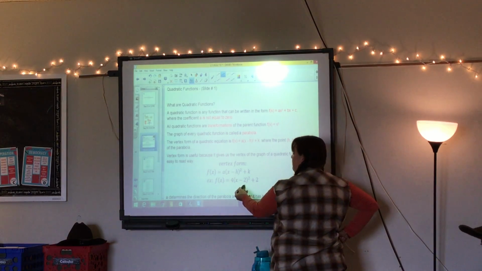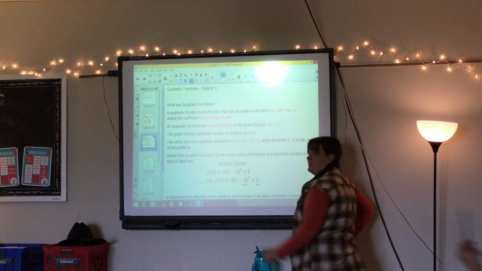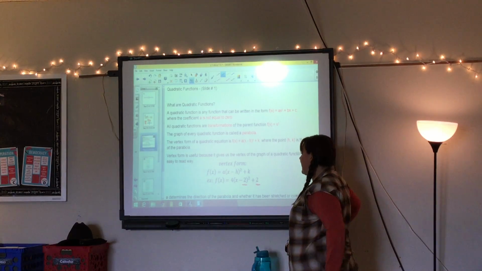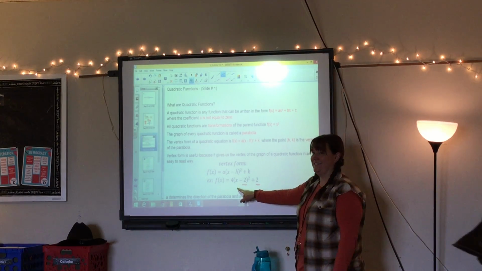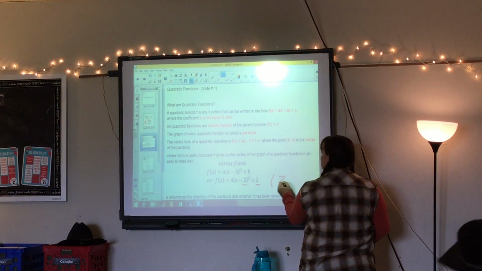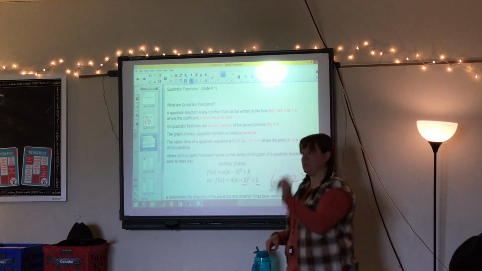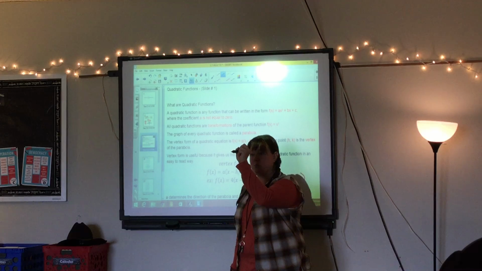Very, very close. It would be positive 2 and 2, because x is always a liar. So the vertex of this one would be at 2, 2. So you could actually graph that, right? You could just put a dot at 2, 2, and then you can start your parabola.